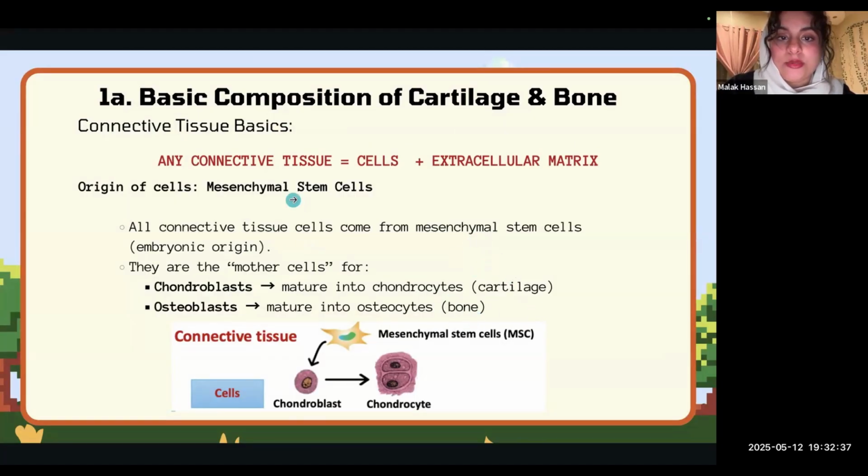So you'll have mesenchymal stem cells. They'll differentiate into chondroblasts to make chondrocytes. Blasts is kind of like the baby form of the cell, okay? And cytes is like the mature form of the cell. Mesenchymal stem cells will also differentiate into osteoblasts and they'll mature into osteocytes. Okay. So we have this image from your lecture, mesenchymal stem cells, chondroblast, chondrocyte.